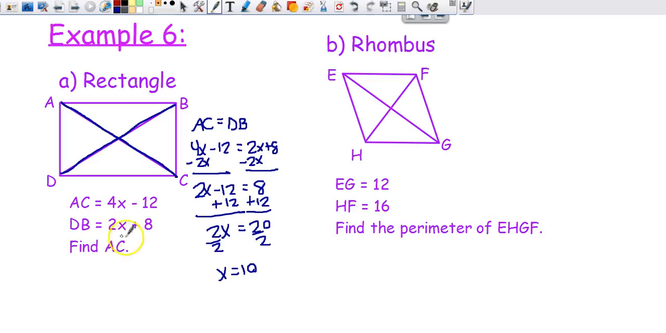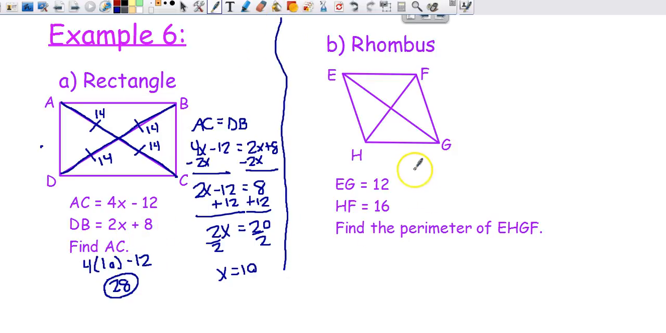Now it's not asking for x, it's asking for AC. So I will need to plug that 10 back in for x to find the answer to my question. So 4 times 10 is 40. 40 minus 12, let's see, 40 minus 10 is 30, minus another 2. That's going to be 28. And if I wanted to extend that question a little further, if I know AC is 28, I know DB is going to be 28, but furthermore, remember, a rectangle is a parallelogram. So if I cut that 28 in half, these are going to be 14, 14, 14, and 14. So you can get more information from that if you took the time for it. But 28 is the answer for that one.